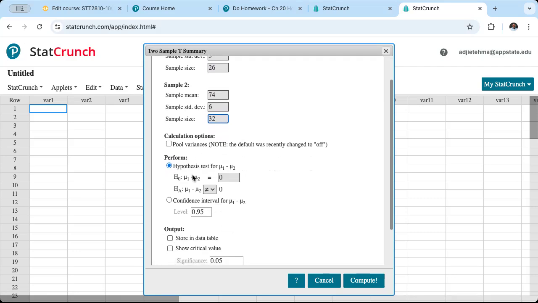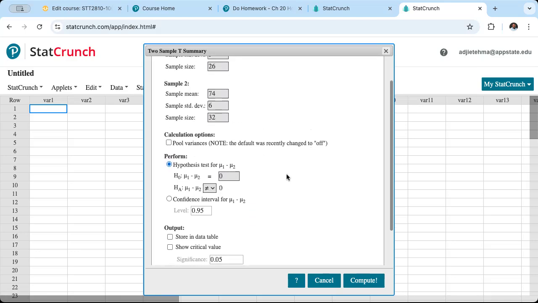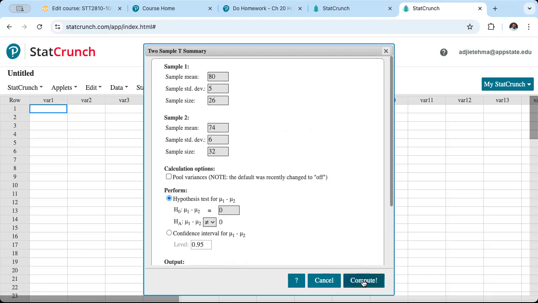And then we check the hypothesis. So we can see mu1 minus mu2 is 0, mu1 minus mu2 is not equal to 0. So for example, if it's any number apart from 0, you input that number there. In that situation, we want to find whether there is evidence of a difference in the mean pulse rate between smokers and non-smokers. So that is why here it is 0. And then all we have to do is to hit compute.